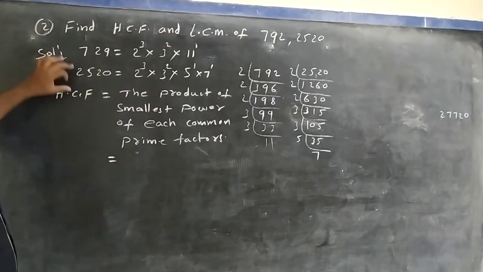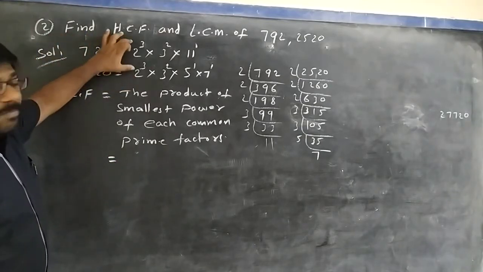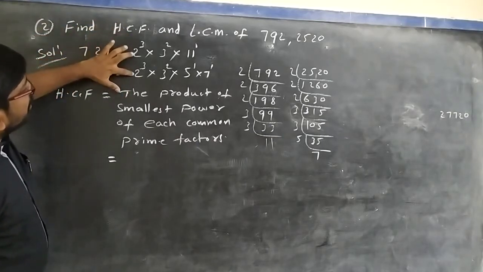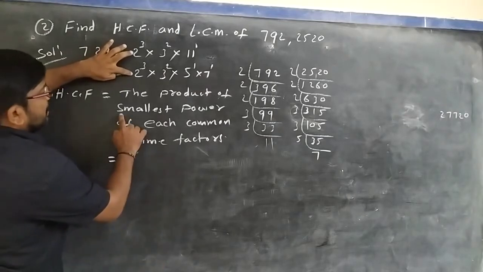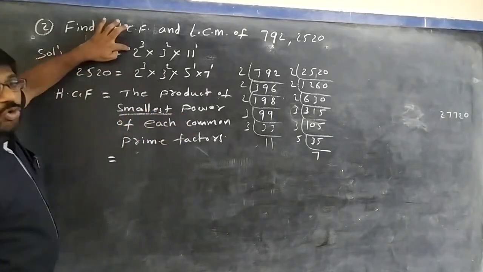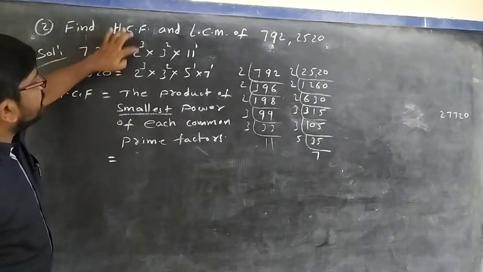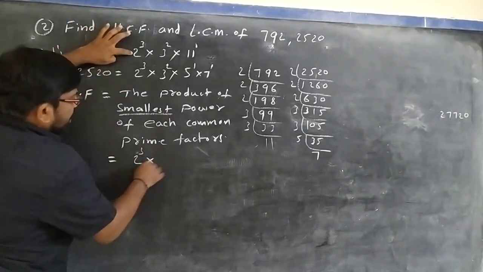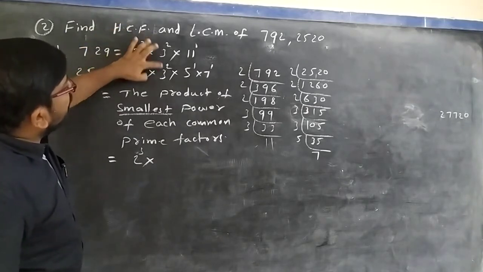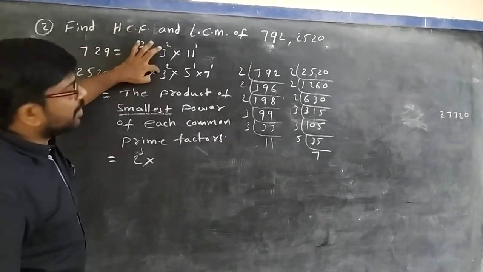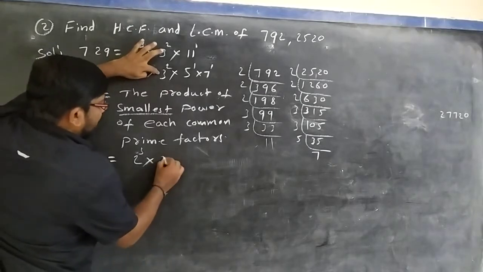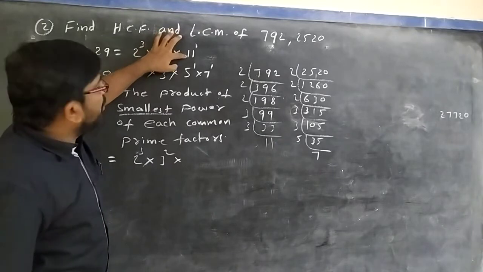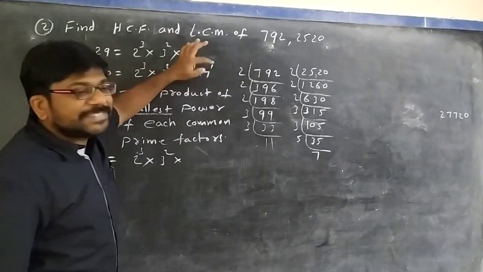So these are the prime factor forms. See, the product of common factors. So 2 is common. In that, the smallest power: 2 is common, both are the same, so you should write only one. 2 cube into. Next, 3 is common. In that, the smallest power is 3 square, both are the same. So 3 square into. Next, 11 is not common, 5 is not common, 7 is not common.